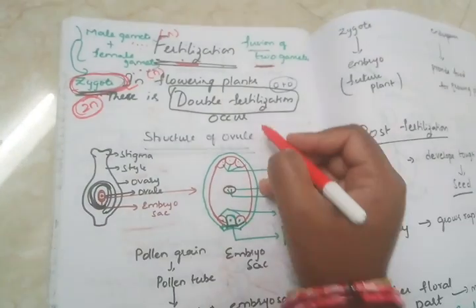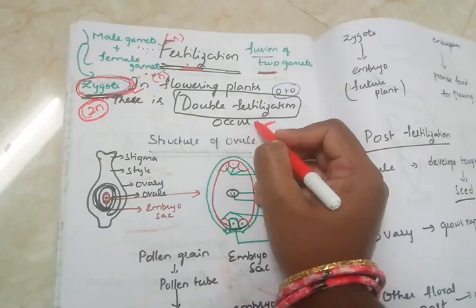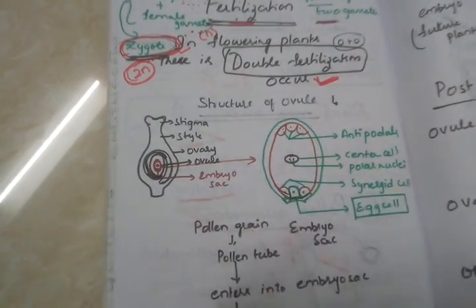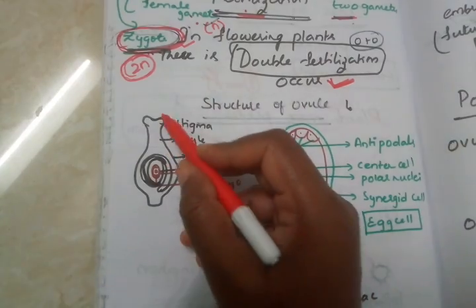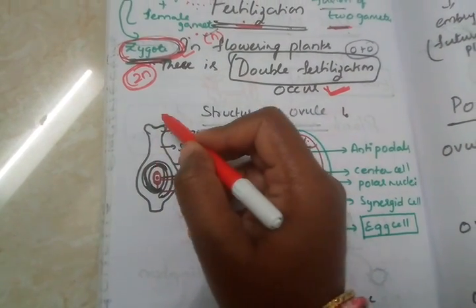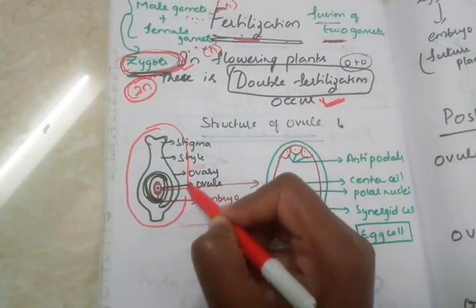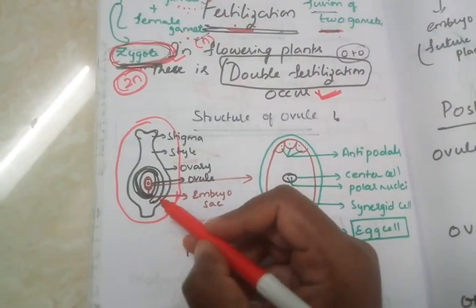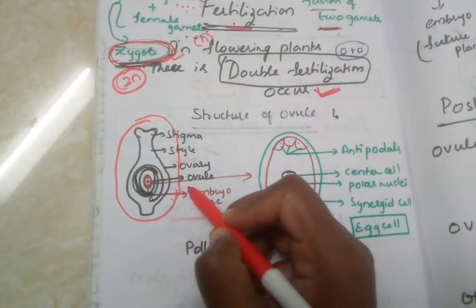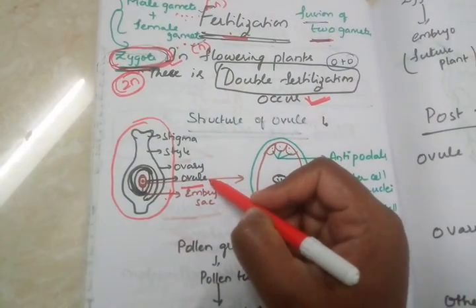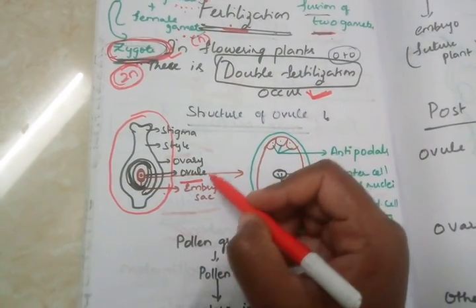In flowering plants, generally double fertilization occurs. And what is double fertilization? We will see now. Look here. This is the complete female part, which is also called the carpel. Inside the carpel we have ovules. We already discussed all these things in the previous flower diagram, and practically also we have seen.